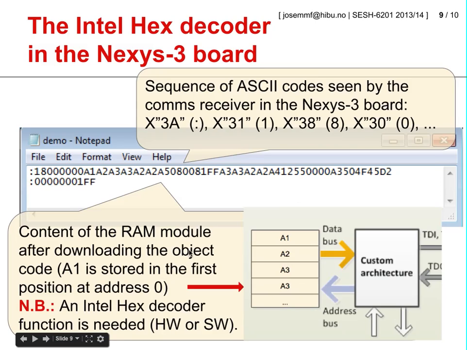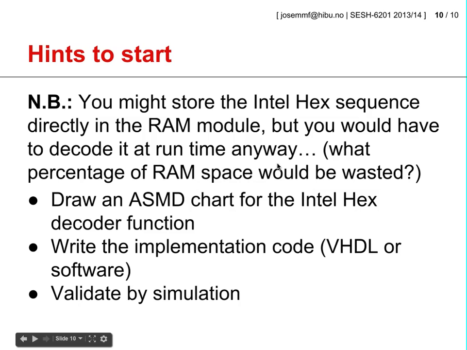So what this tells us is that we will need to implement an Intel Hex decoder function, and that can be done in hardware or in software, but it will have to be done. Actually, you might store the Intel Hex sequence directly in the RAM module, but in that case you would anyway have to decode it at runtime, so there's no point in doing it. And of course, there would be a waste of memory space. I actually invite you to calculate what is the percentage of that waste.